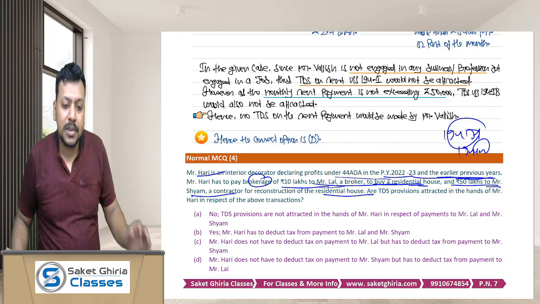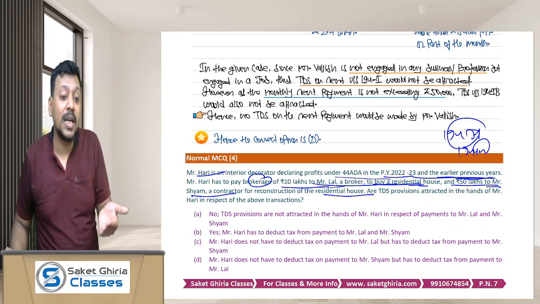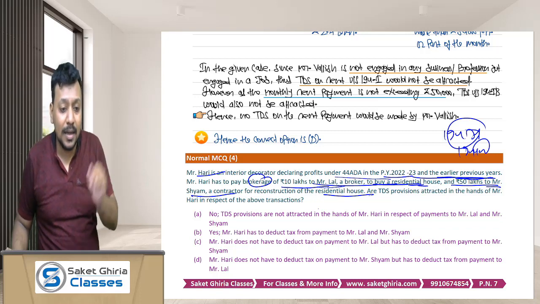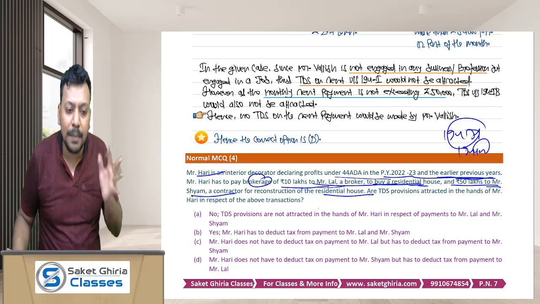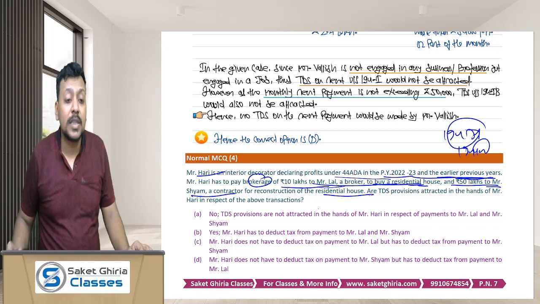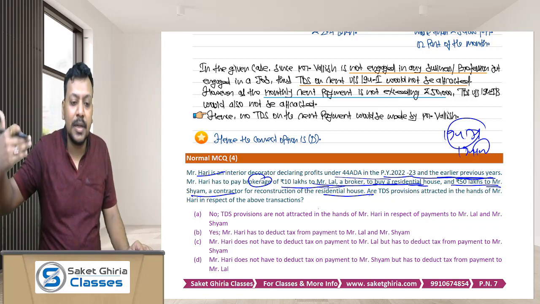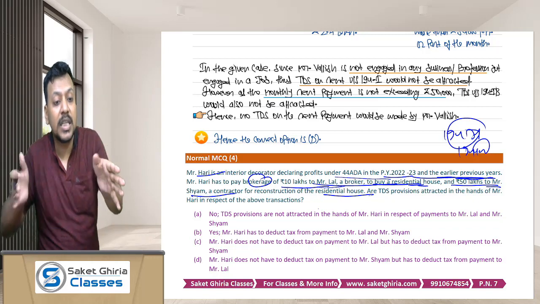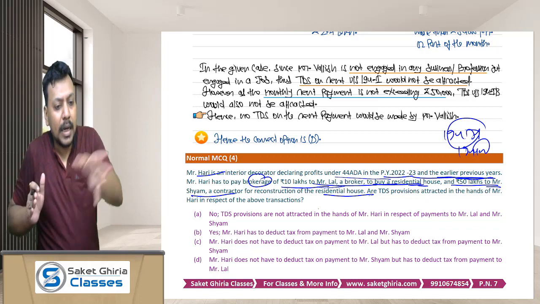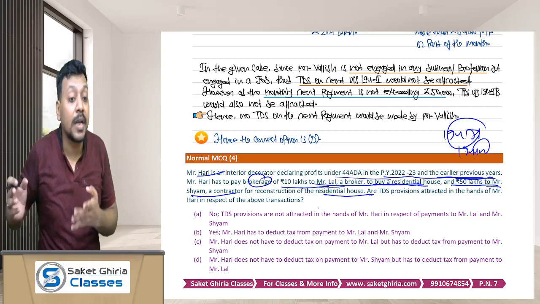But sir, Mr. Hari is making the payment of rupees 60 lakh, 10 lakh to Mr. Lal and 50 lakh to Mr. Shyam. Would not it cause the applicability of 194M? Dear friends, 194M applicability would be checked payee wise, that whether a single payee is receiving more than rupees 50 lakh or not.